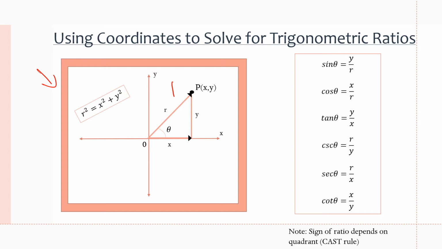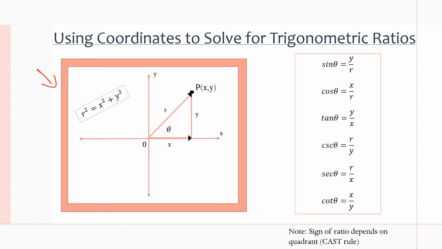From this point, we can actually express our 6 trigonometric ratios, which are displayed here on the right. So I'll go through them. We have sine of theta. So sine of theta is going to be opposite over hypotenuse. So we have opposite, and our hypotenuse is r. So we have y over r. We have cos theta, which is adjacent over r. So adjacent to theta, we have x, and hypotenuse is r, of course. We have tan theta, which is opposite over adjacent. So opposite over adjacent, we have y over x.